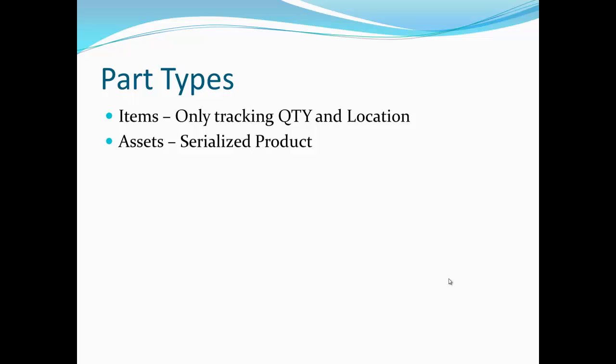If the product requires a serial number to be tracked, it will be referred to as an asset in Top Shelf. An asset has a 1-to-1 ratio. Instead of seeing a quantity of that product, the system will list individual serial numbers.